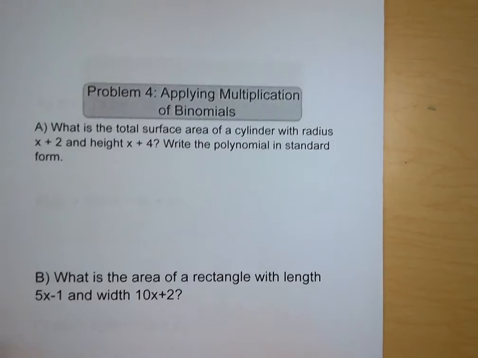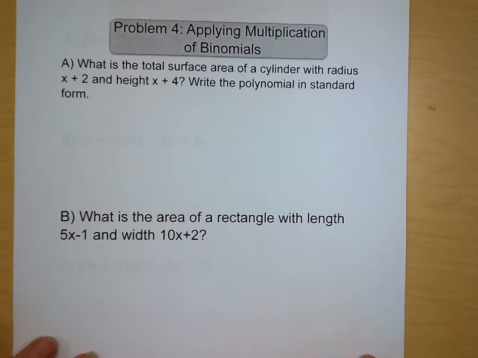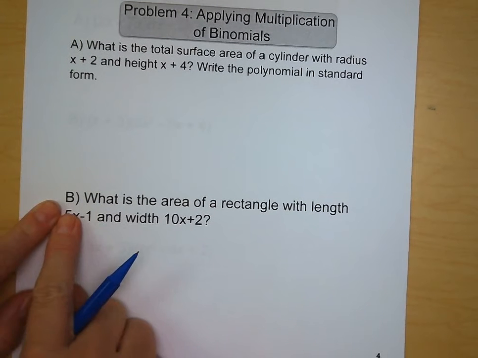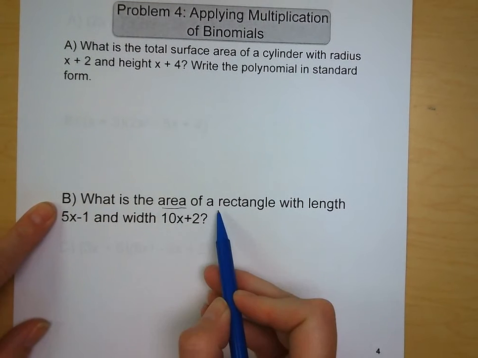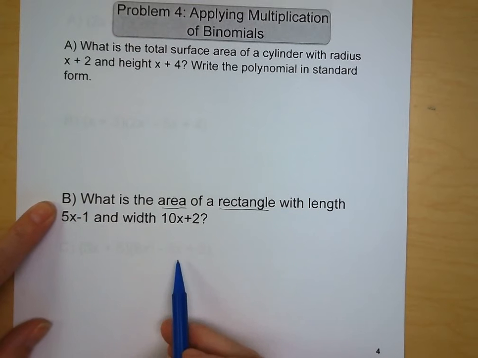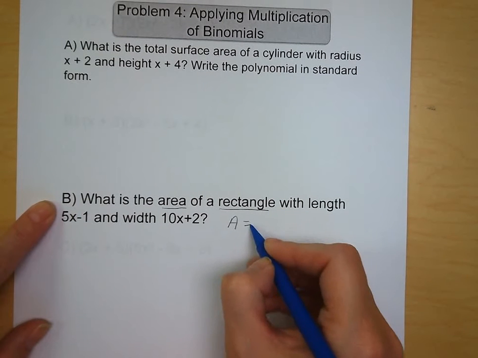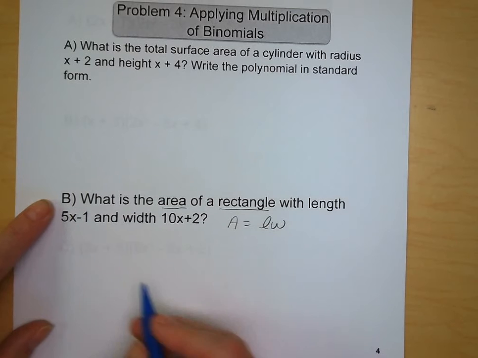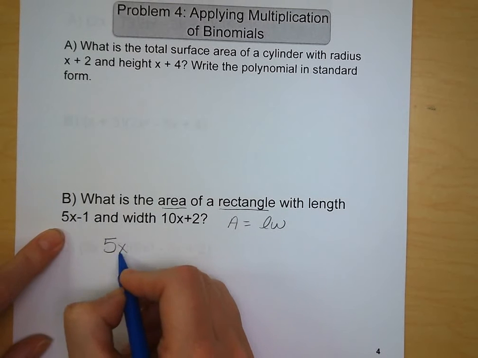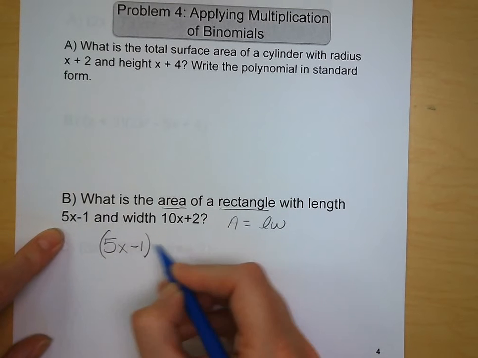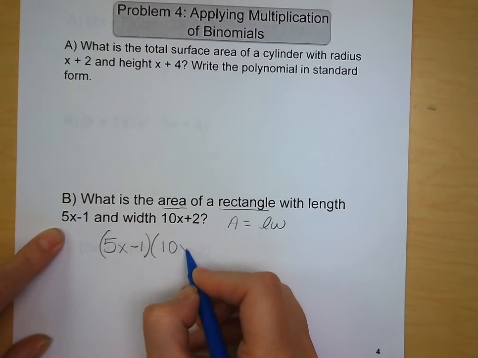Now, problem 4, we're actually going to start with letter B. What is the area of a rectangle with a length of 5x minus 1 and a width of 10x plus 2? So again, we have area is equal to length times width. So we have 5x minus 1 times the quantity 10x plus 2.